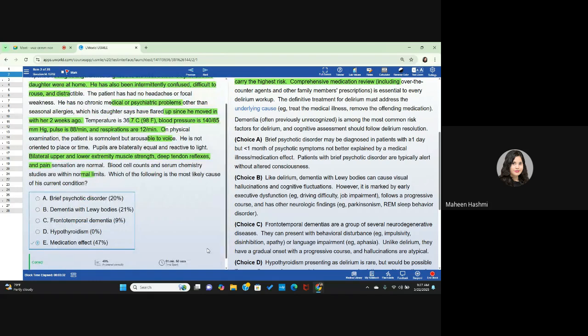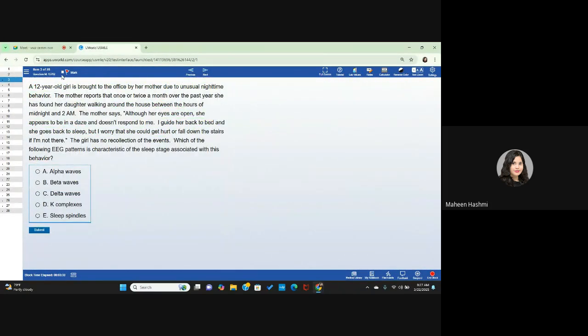And again, hypothyroidism can cause it, but they did not give us any sort of medical history. The patient was told that the patient does not have any chronic medical history, so it might have been medication. Again, try to go through the question stem and eliminate out the answers. All right, we have a next question.